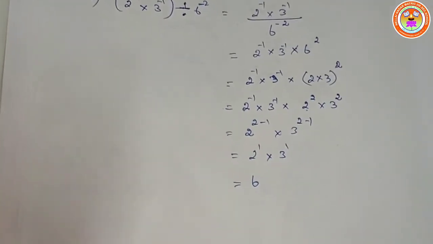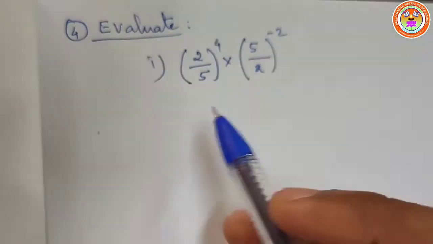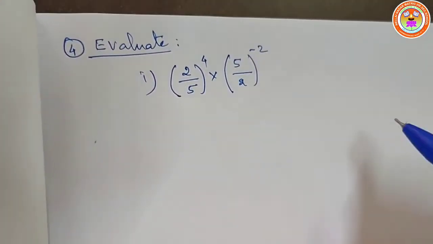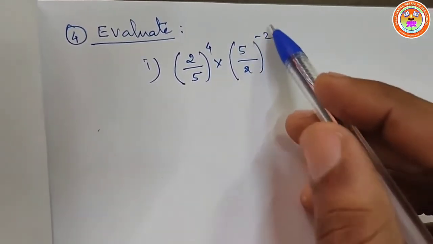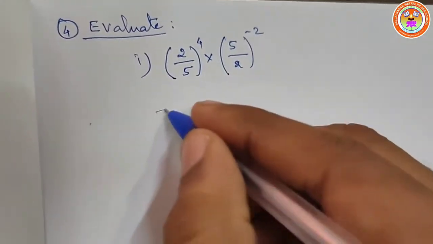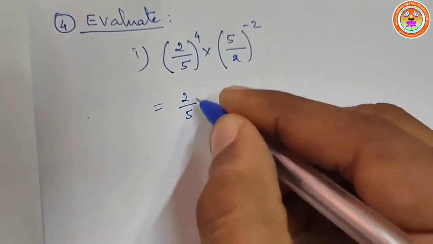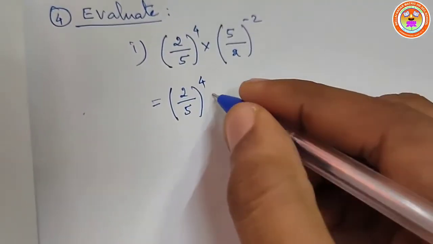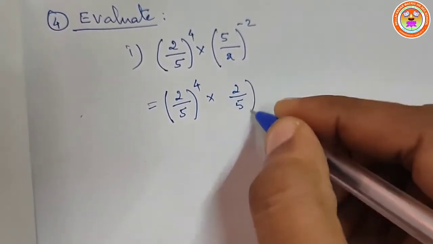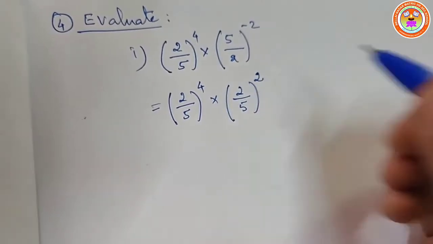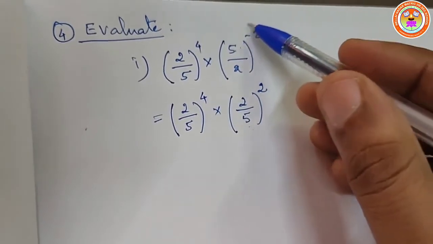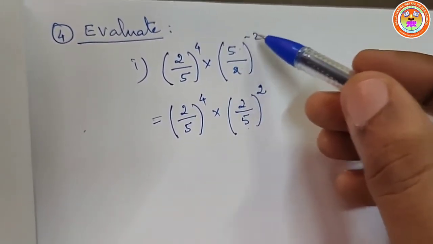Now we'll move on to the next sum. Here the fourth sum, evaluate (2 by 5) the whole power 4 into (5 by 2) the whole power minus 2. As I said earlier, whenever the power is minus, we have to reciprocal the base. Here the base is 5 by 2. If you reciprocal the base, it becomes 2 by 5, the whole power 2 you keep as it is. After reciprocaling the base, 5 by 2 becomes 2 by 5, and this power, minus 2, will become plus 2.